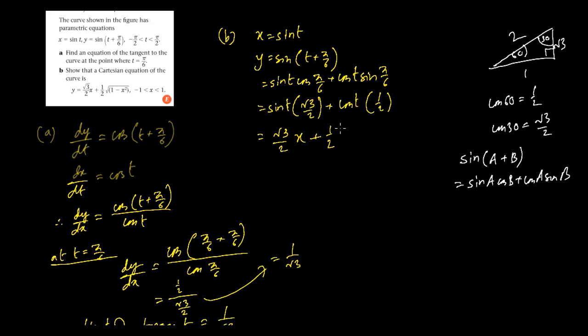Now what is cos t? If you think about this, cos squared theta is 1 minus sine squared theta. So therefore, if I send the square to the other side as a square root, I can write square root of 1 minus sine squared theta. By that logic, instead of cos t, we can write square root of 1 minus sine squared t. So sine t is x, so sine squared t is x squared, and we get 1 minus x squared. So if you check, root 3 by 2 x plus half square root of 1 minus x squared. So that's the Cartesian equation.